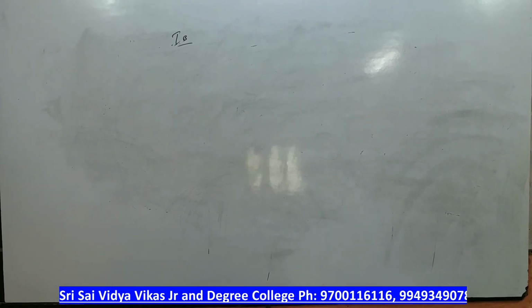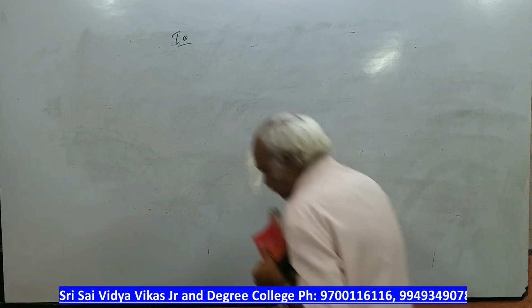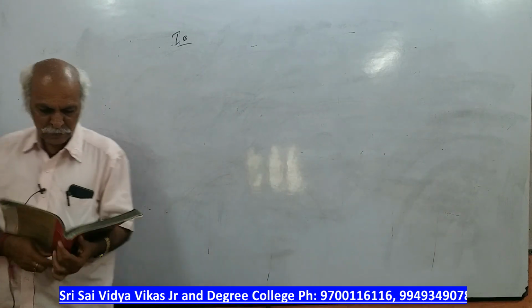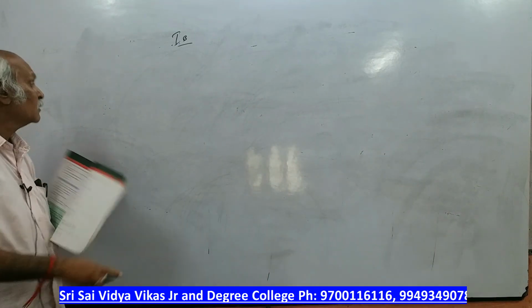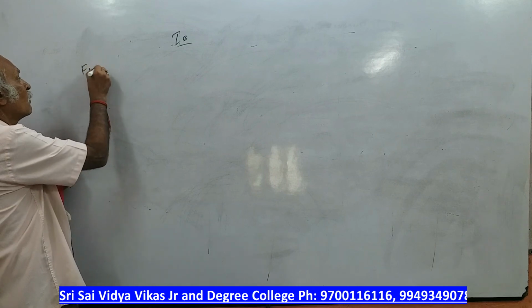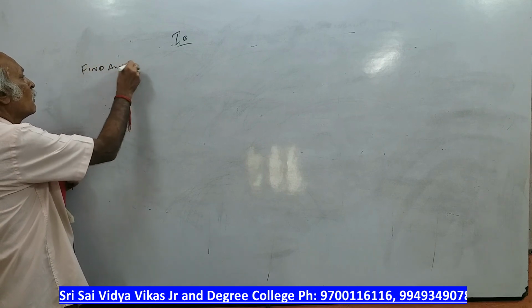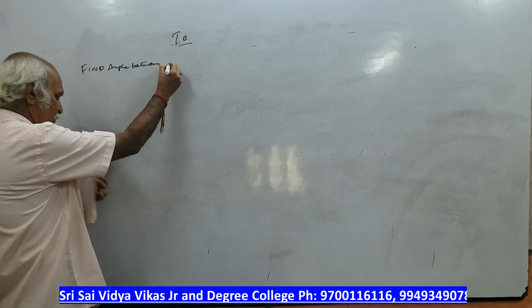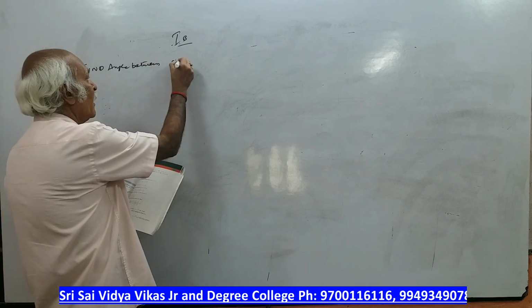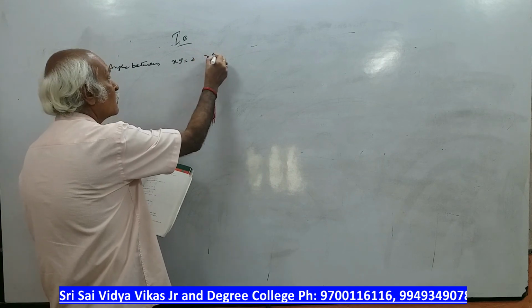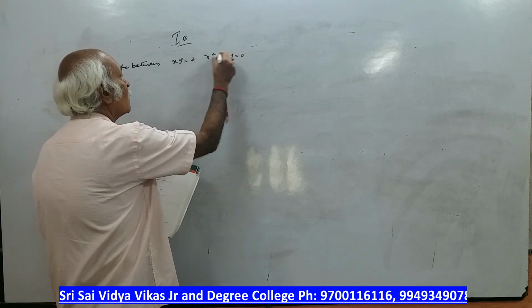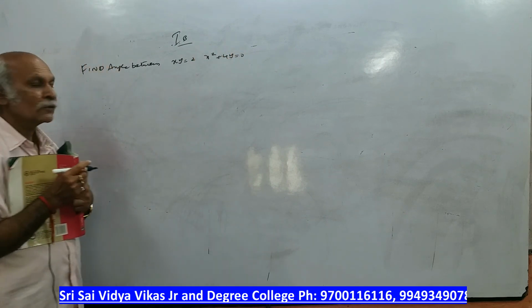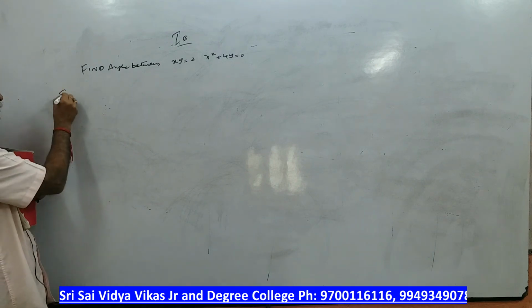Okay, let us see the problems. Look at the problem. Find the angle between xy is equal to 2, and x square plus 4y is equal to 0. Now look at the solution.